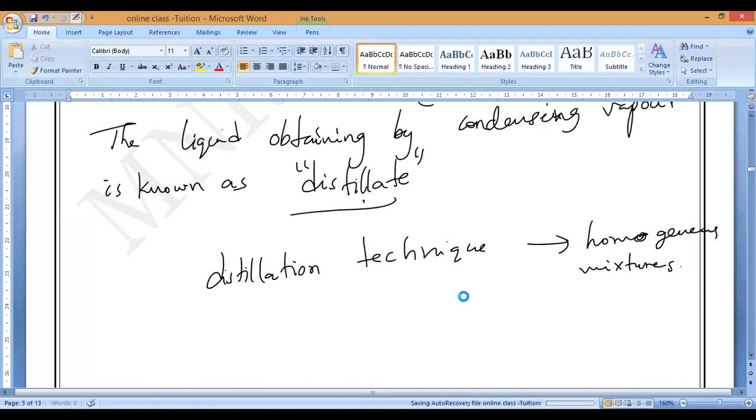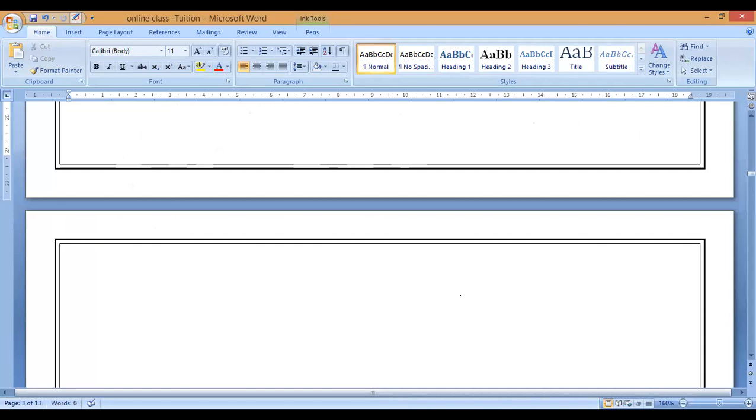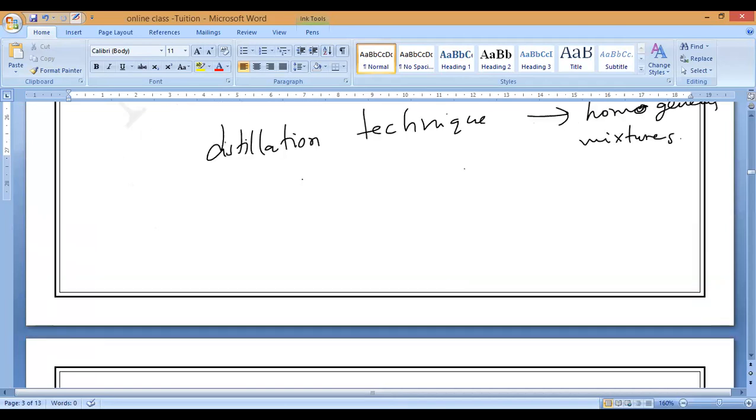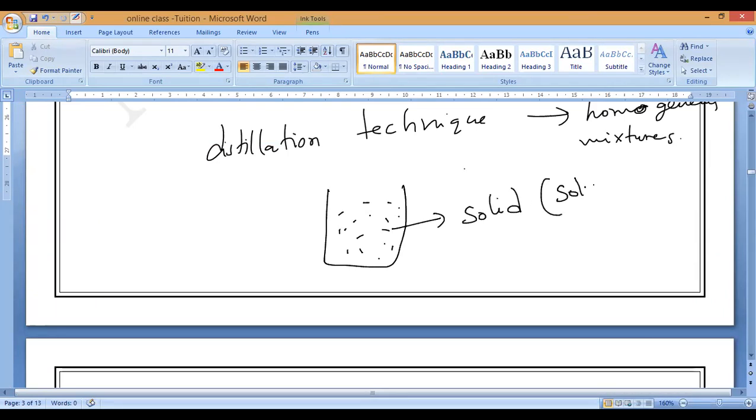I will take a solution. Suppose if I take a solution of some kind of a substance, this is some solution, all of you should remember. In this, a solid, what should we call it? Solute. And the liquid, what should we call it? Solvent. Understand? So we will use the distillation technique, general distillation.